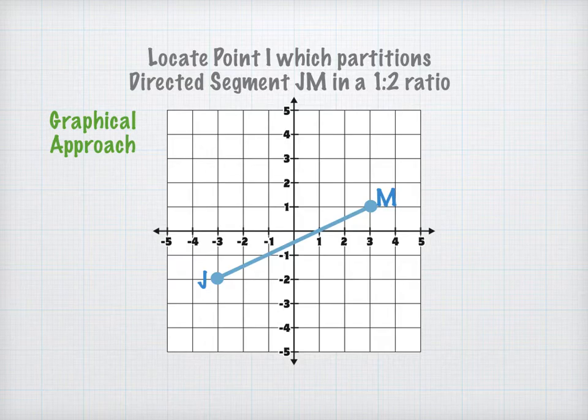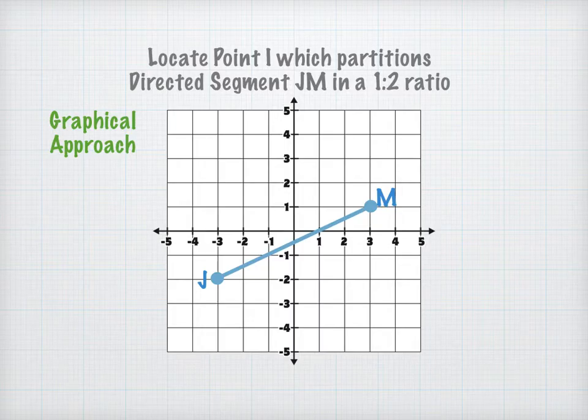All right, here's another example. We want to locate point I, which lies along segment JM, and partitions directed segment JM in a 1-to-2 ratio. Now this means we want to find the point that lies 1/3 of the way along the segment. Because if we're talking about a 1-to-2 ratio, 1 part plus 2 parts, that's 3 parts.